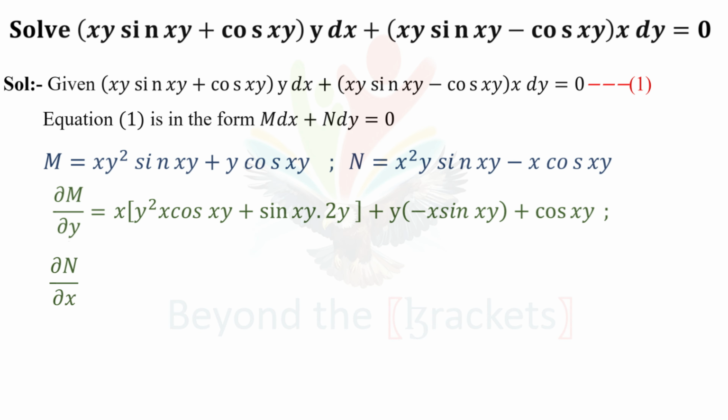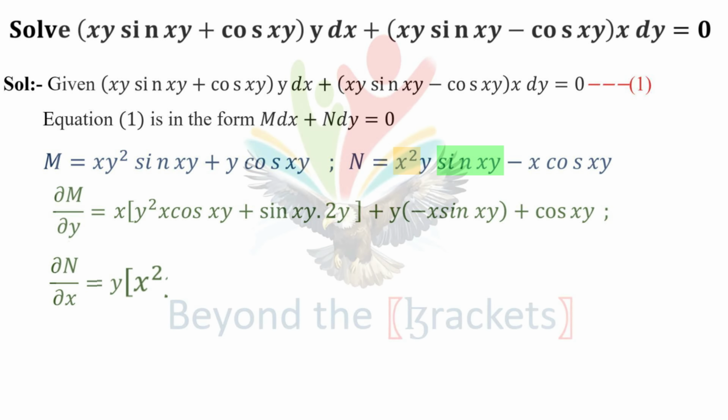Differentiating N partially with respect to x, for the first term y will be constant, we'll take it outside. We are left with two terms. First term is x square, second term is sin xy, so both the terms are having x. Again we'll apply the uv rule here. First term x square will be written as it is, differentiation of sin xy will be y cos xy, plus second term sin xy will be written as it is, differentiation of x square will be 2x.